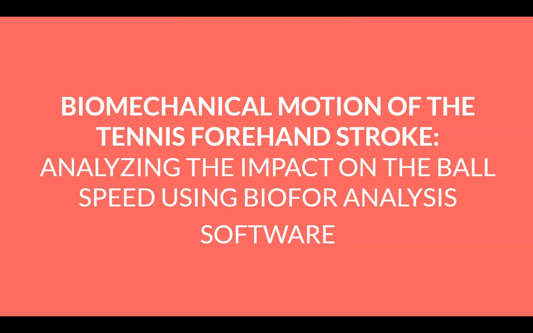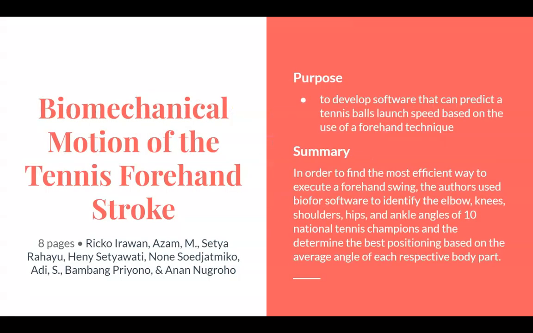And the article I used is called Biomechanical Motion of the Tennis Forehand Stroke, Analyzing the Impact on the Ball Speed Using Biophore Analysis Software, which I know is a little bit of a mouthful, but hey, it gets the job done here.